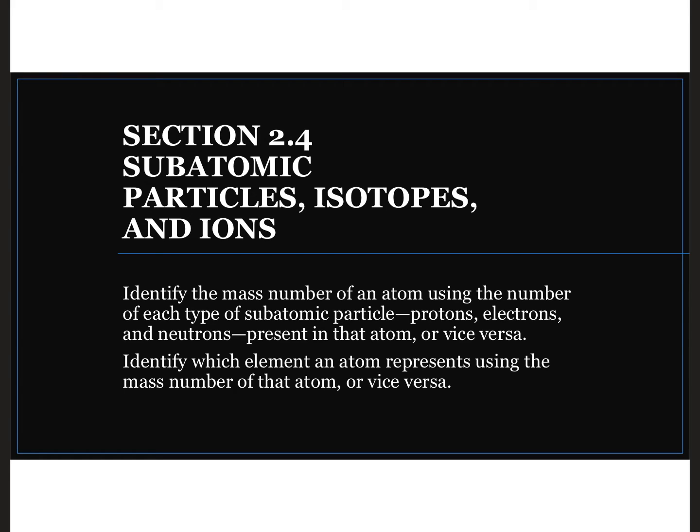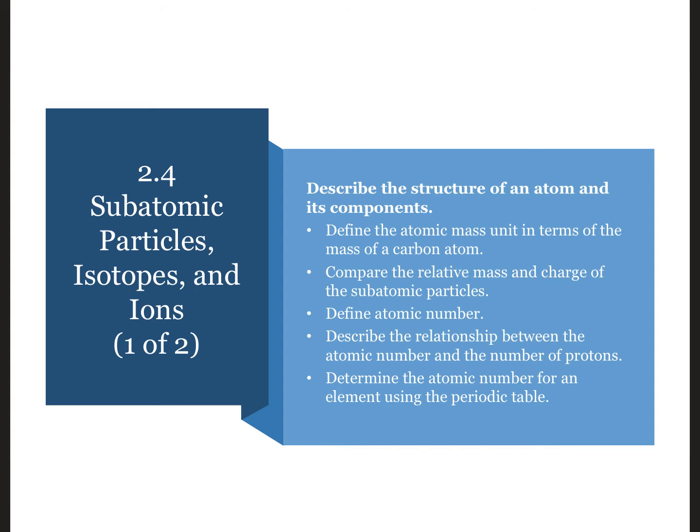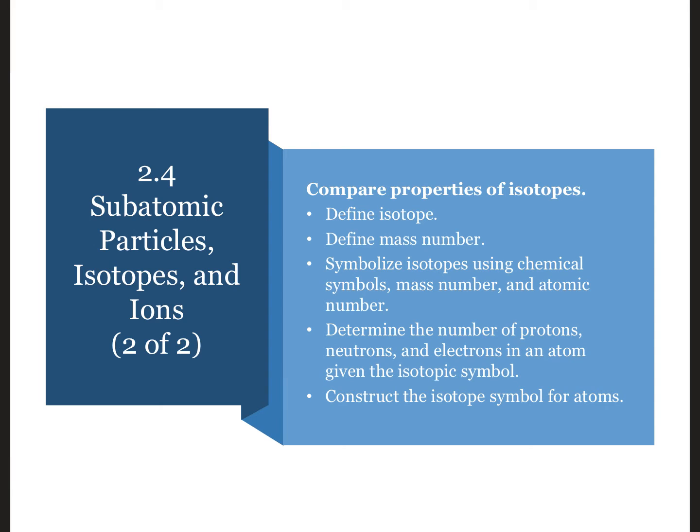Section 2.4 will cover the subatomic particles that make up an atom or ion. Specifically, we'll cover the different components of the atom, their masses, charges, and how it affects placement on the periodic table. We'll also discuss isotopes, work with isotope notation, and write the isotope notation for neutral atoms and ions. Let's begin.